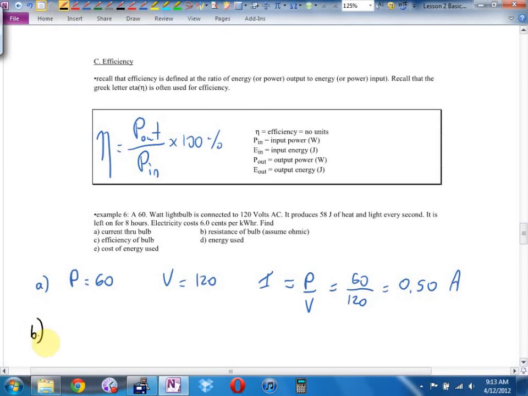B. The resistance. Well, how many amps are going through the bulb? 0.5. How many volts are going through the bulb? 120. I don't think I need a calculator for that either. What's 120 divided by 0.5, divided by a half? Dividing by a half, same as multiplying by? You know what? This is a 240 ohm bulb.